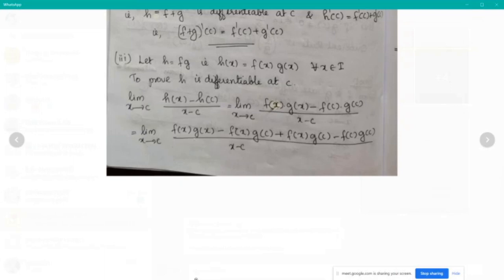ഇനി ഗ്രൂപ്പ് ചെയ്യാം. First and second term ഗ്രൂപ്പ് ചെയ്യുമ്പോൾ you can take f of x outside and you can write the first term as f of x into g of x minus g of c, plus third and fourth terms-ൽ നിന്ന് g of c common outside എടുക്കുക. Then you can write the third and fourth term as g of c into f of x minus f of c. Now you can split the limit of the sum as sum of the limits.